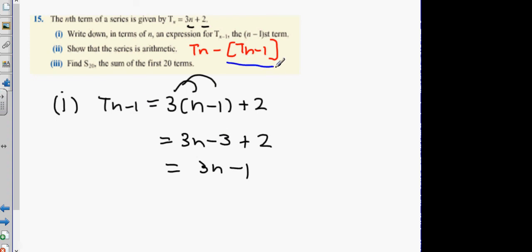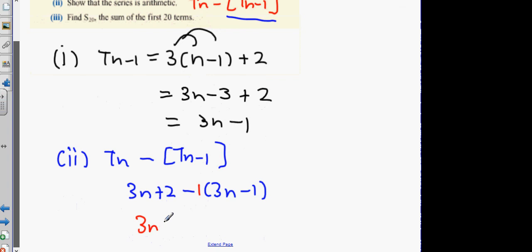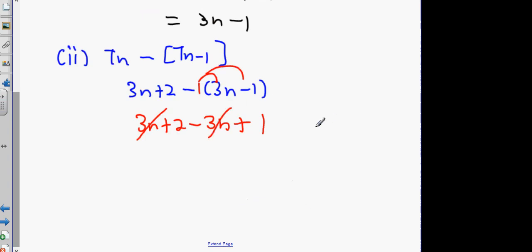Next thing, take your answer for Tn minus 1 away from T of n. So to prove that the series is arithmetic, it's Tn minus brackets Tn minus 1. Remember your brackets. So we're going to get 3n plus 2 minus 3n minus 1. Remember what happens when you have a minus on the outside. It ends up becoming 3n plus 2 minus 3n plus 1. They cross out. You now know that it's a constant, and the answer is 3. This is the constant, which means that it's an arithmetic series.